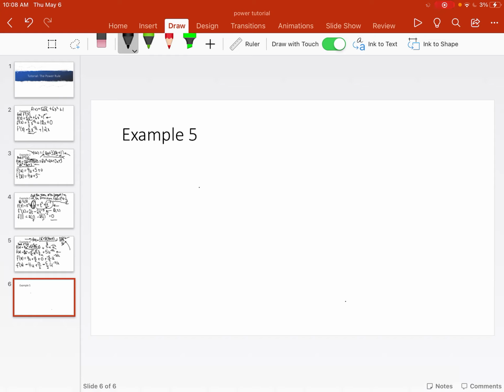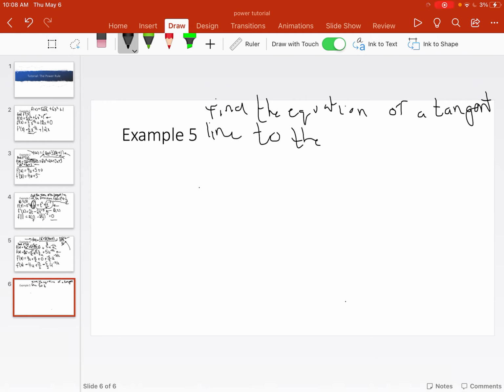This question asks us to find the equation of a tangent line. Find the equation of the tangent line to the function. I'm going to say this is, let's say, W.